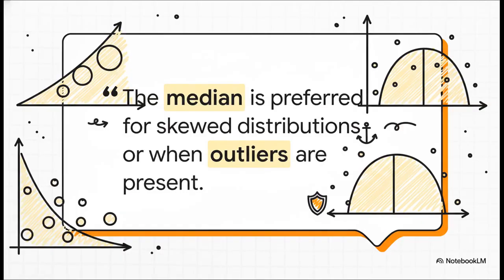So the big takeaway is this. When your data is skewed, which just means it's being pulled in one direction by those pesky outliers, the median is going to be your most reliable tool. It's robust, it's steady, and it won't be easily fooled.